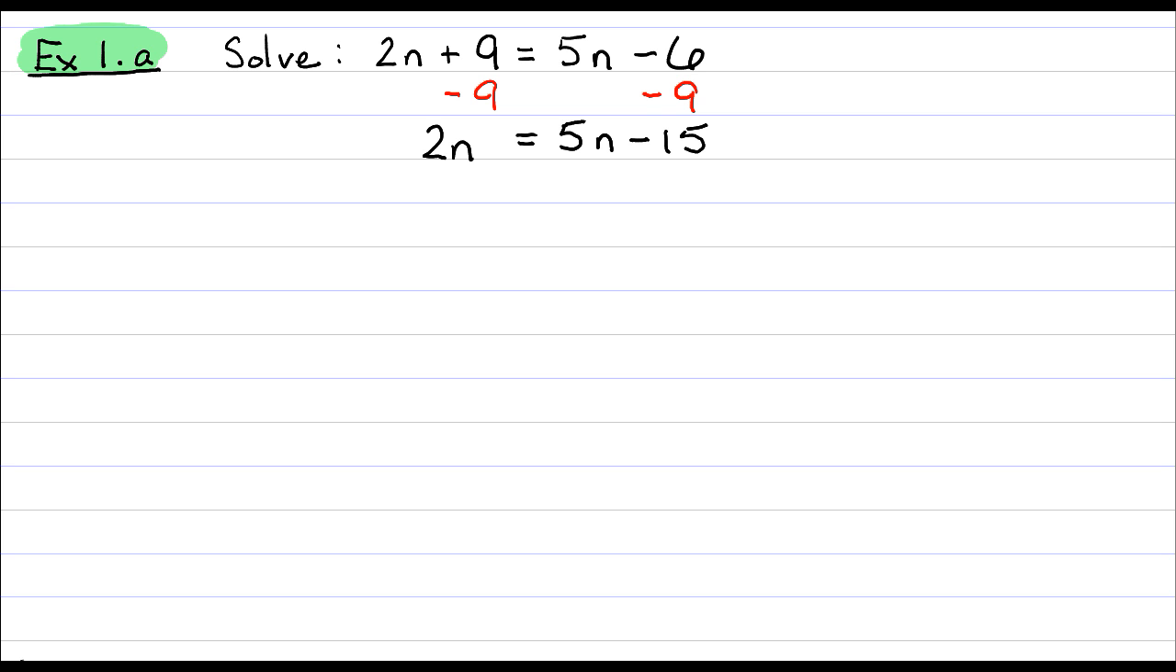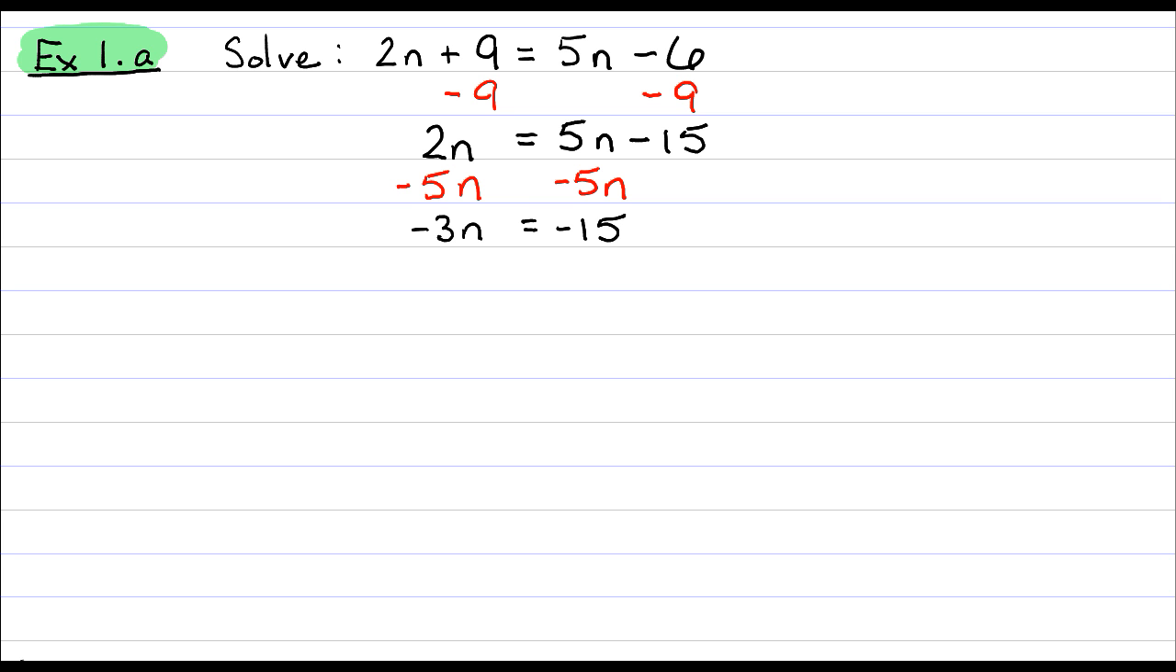Okay, so now the next step is I need to get rid of the 5n on the right-hand side, and basically move it over to the left-hand side. Technically, I'm going to subtract 5n from the right-hand side, but again, if I do that to the right-hand side, I have to do that to the left-hand side. Carrying out those operations, I'm going to have 2n minus 5n, which gives me minus 3n. On the right-hand side, the 5n's cancel, leaving me with minus 15.